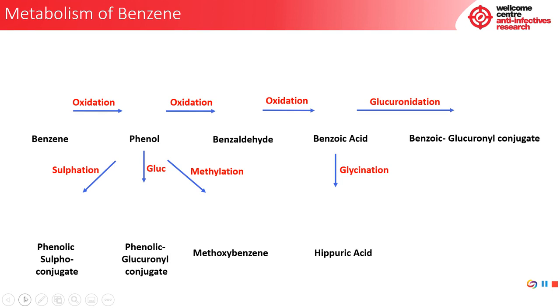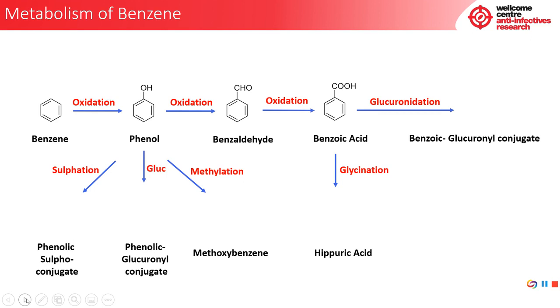Metabolism of benzene acts as an example of metabolic reactions. Benzene is a non-polar moiety which can be made more polar progressively by oxidation and further oxidation. So benzene can be oxidized to phenol, which is more water soluble, and this can be further oxidized to give us benzaldehyde, which can undergo further oxidation to give us benzoic acid.